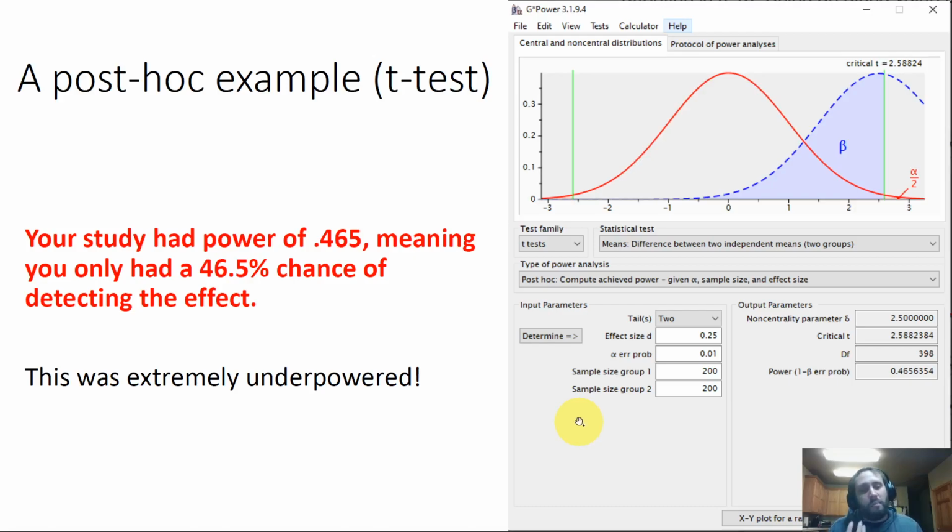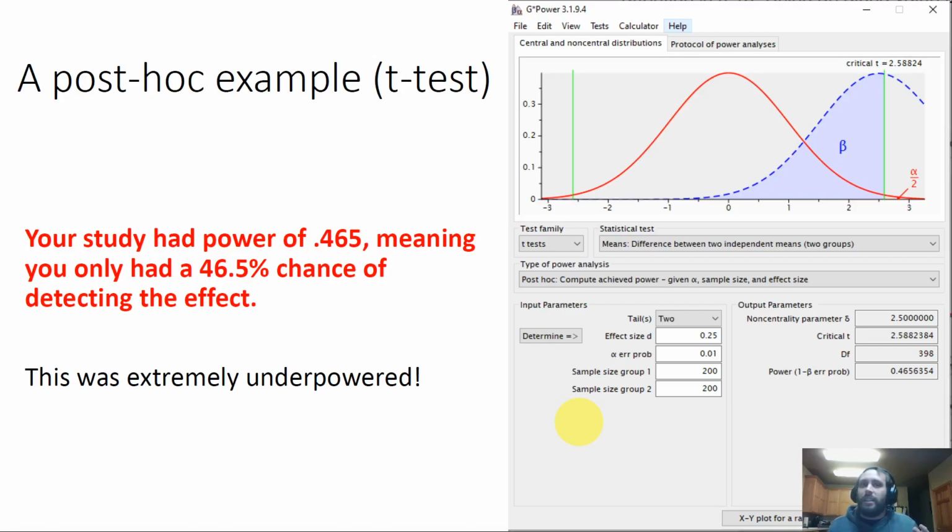So even with a moderate sized effect size, our alpha value was set so low that it made it really hard for us to detect an effect. So really, we only had a 46.5% chance of detecting an effect that was there. So really, we are at less than half ability to detect an effect. So it was pretty low.